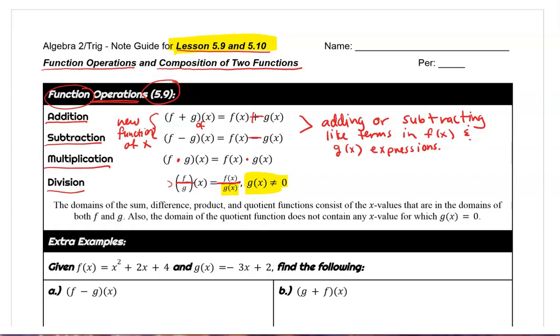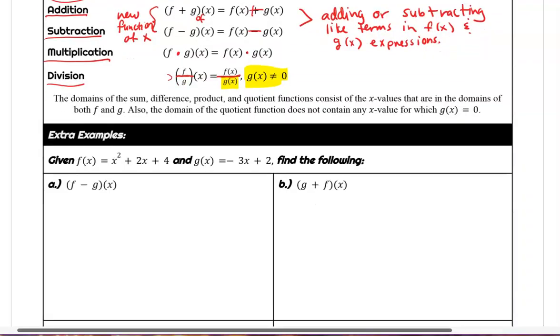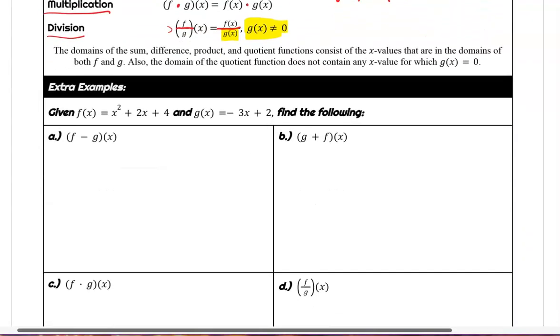Okay, so we're just going to try a few examples with this. Down here I have this equation for f. It's x squared plus 2x plus 4. And then I have this equation for g. It's negative 3x plus 2. And then all these different notations that I want you to get familiar with.